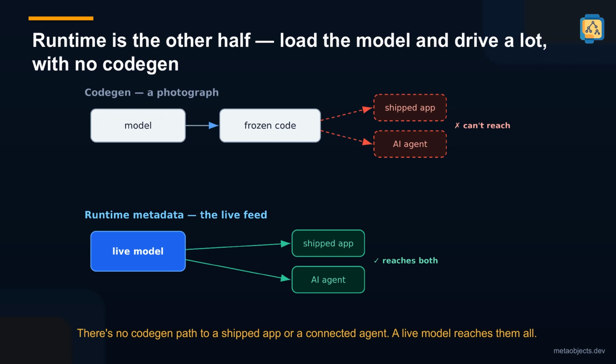Now the half most tools miss, and it's just as big as code again. Instead of generating, you load the same model into your running app and drive behavior straight from it. No code generation at all. It's how Salesforce runs the biggest apps in the world, and how Airbnb ships UI changes without an App Store release. There's no code gen path to a phone that already shipped, or an AI agent that connects tomorrow. A live model reaches them all.